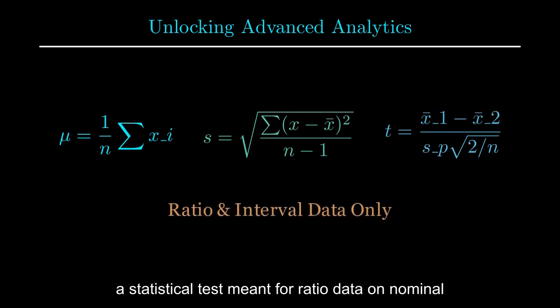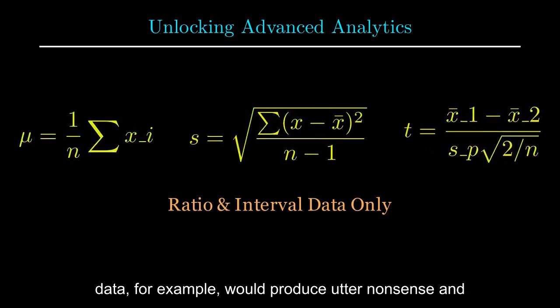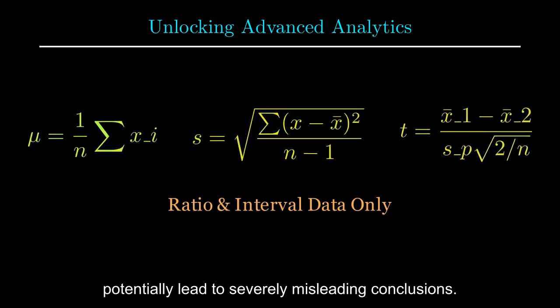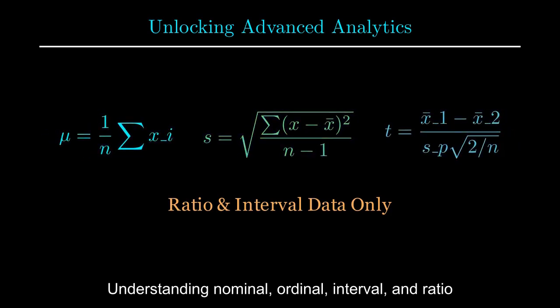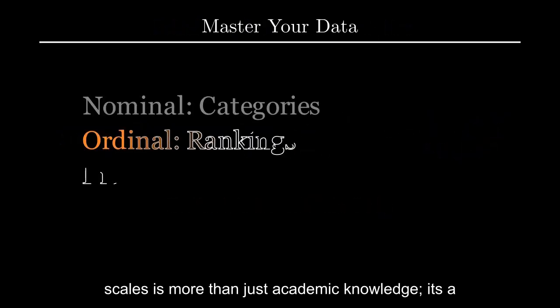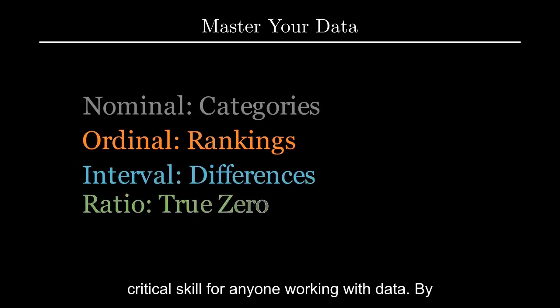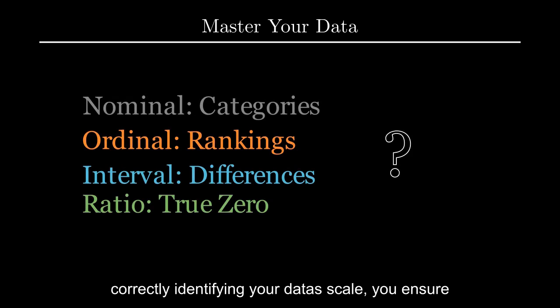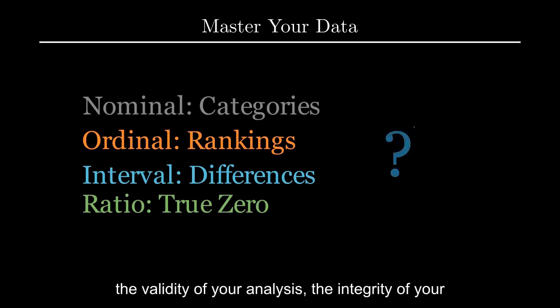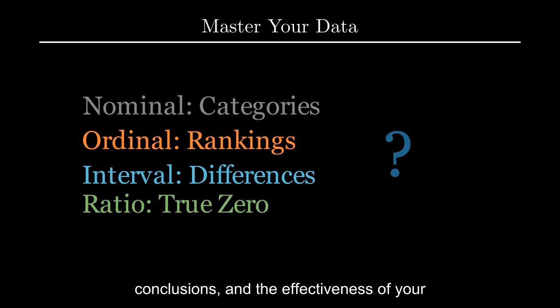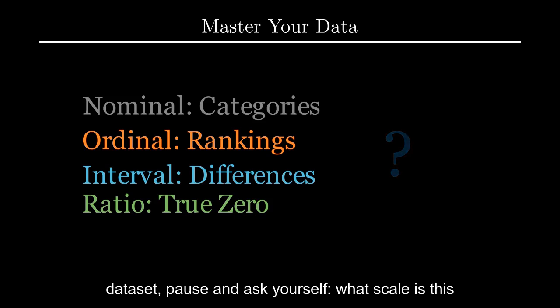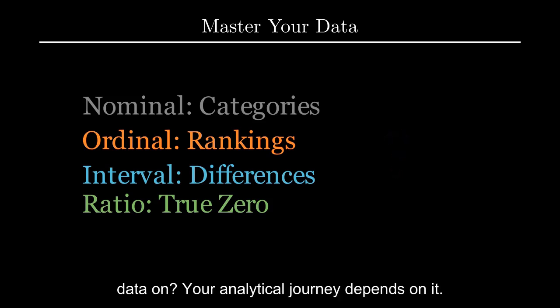Using a statistical test meant for ratio data on nominal data, for example, would produce utter nonsense and potentially lead to severely misleading conclusions. Understanding nominal, ordinal, interval, and ratio scales is more than just academic knowledge, it's a critical skill for anyone working with data. By correctly identifying your data scale, you ensure the validity of your analysis, the integrity of your conclusions, and the effectiveness of your decisions. So, the next time you encounter a dataset, pause and ask yourself, what scale is this data on? Your analytical journey depends on it.